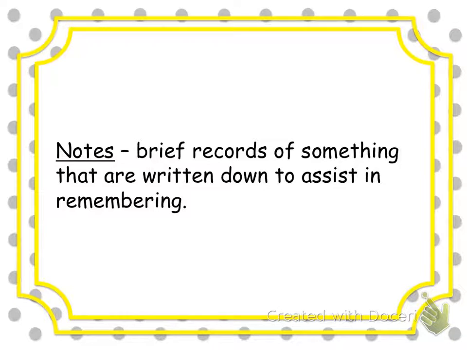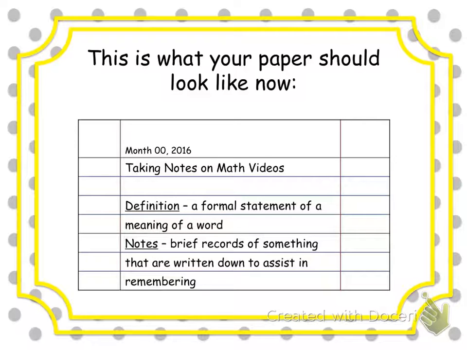Good job. This is what your paper should look like now. Check to see if it's all correct. Date on the top line, title on the next line, skip a line, then the first vocabulary word, underlined, and then its definition, and then the next vocabulary word and its definition. If yours looks like this, congratulations! If it doesn't, it's okay. This is your first time and I'm giving you time right now to go back and fix anything that's a little wonky. Go ahead and pause if you need to fix anything.